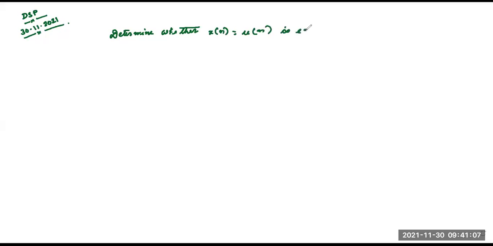Today's date is 30/11/2021. The question was: determine whether x[n] equals u[n] is an energy or power signal.